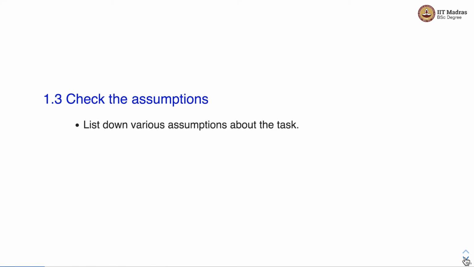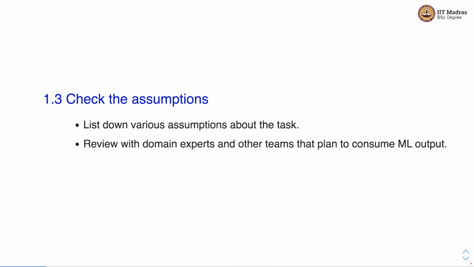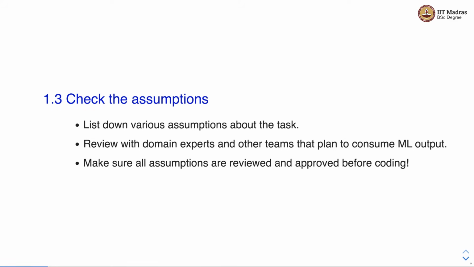Next step is to check the assumptions that we make for solving the problem. We need to list down various assumptions about the task. We would like to review these assumptions with domain experts and other teams that plan to consume the output of the machine learning module. This helps us in making sure that all assumptions are reviewed and approved before coding.